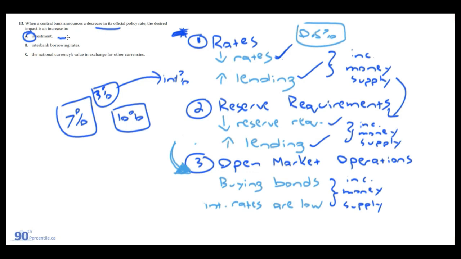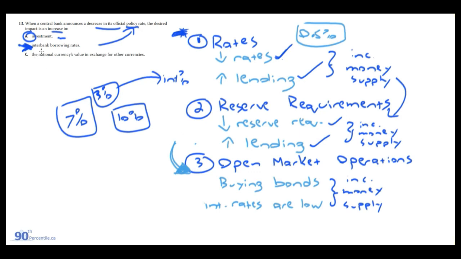So we're decreasing the policy rate. Will it increase the interbank borrowing rates? No, because the rates that banks lend to each other at are based off of this rate. It's not exactly this rate, but like I said, it uses this rate essentially as a floor. So if we're decreasing the policy rate, interbank borrowing rates would decrease as well.